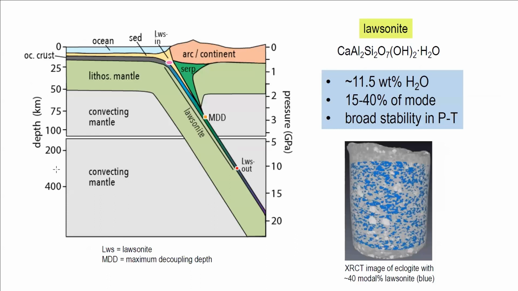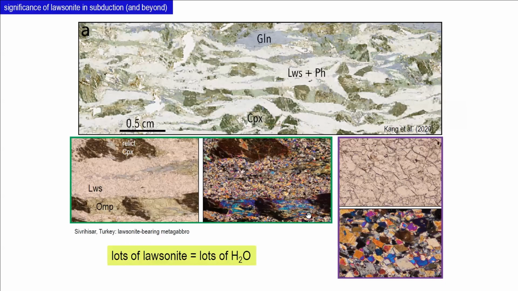Well, lawsonite contains a lot of water. It's part of why it's so important. It contains both hydroxyl and molecular water, nearly 12 weight percent. It can be modally a very important part of the rock, and it occurs over a wide range of depths in these cold to intermediate subduction zones. So if you have a lot of lawsonite, there's a lot of water in the rock. And this is an eclogite facies metagabbro. And pretty much all the plagioclase that was in the protolith has transformed to lawsonite.